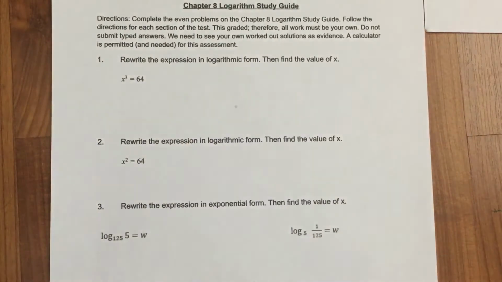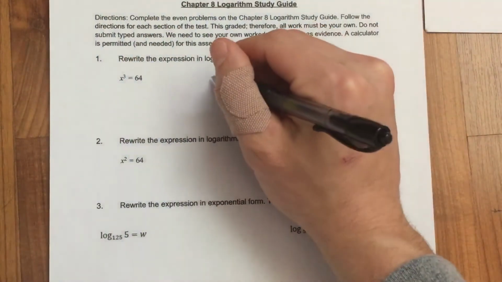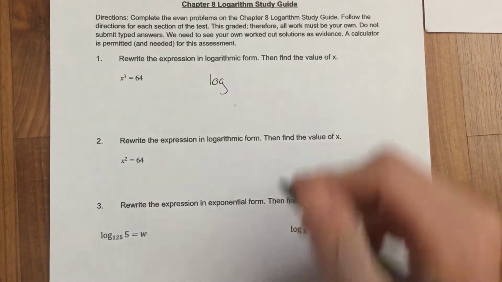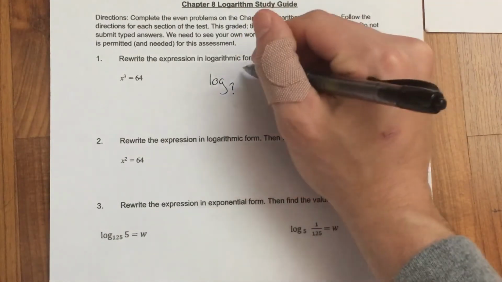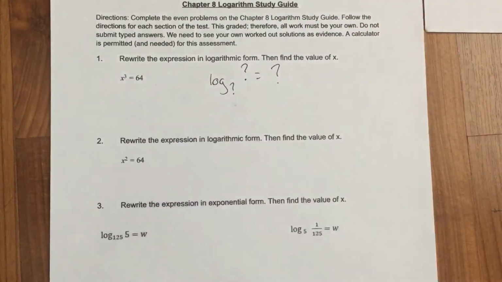To rewrite in logarithmic form. When we rewrite something in logarithmic form, we're going from exponential form, which this is in, to logarithmic form. So we're going to have a log in there as well. There's three blanks we're going to fill in. I'm just going to put them as question marks to start off right now. These are the three spots we're going to fill in.